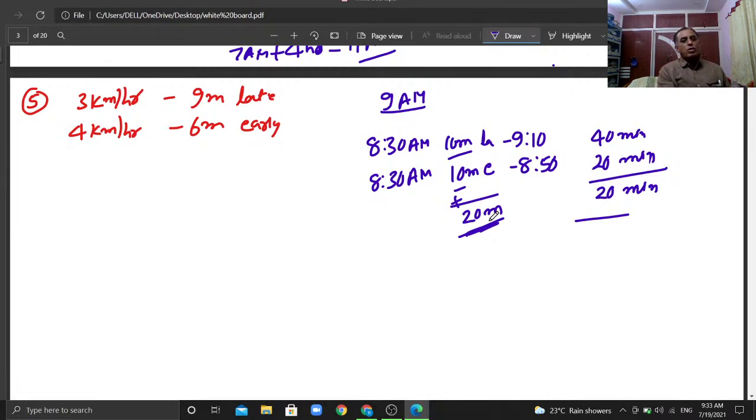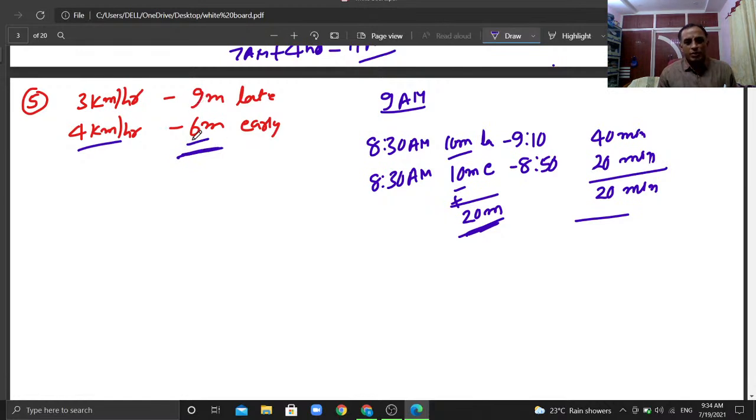Now the present case, what is the present question? A boy traveled from his house to school at 3 km per hour and reached 9 minutes late. Second day he traveled at 4 km per hour and reached 6 minutes early. Now tell me, what is the difference between the two days' journey time?